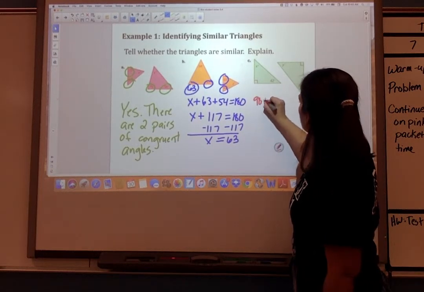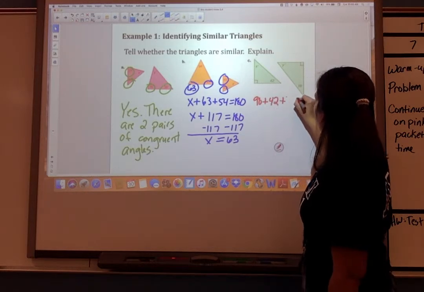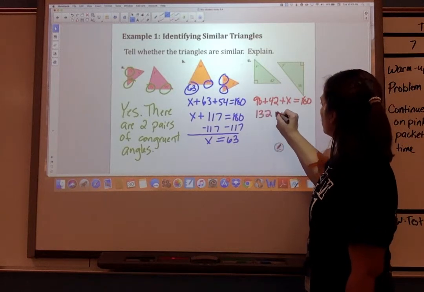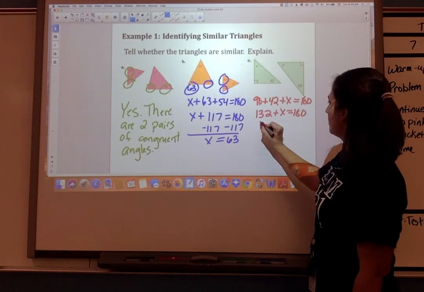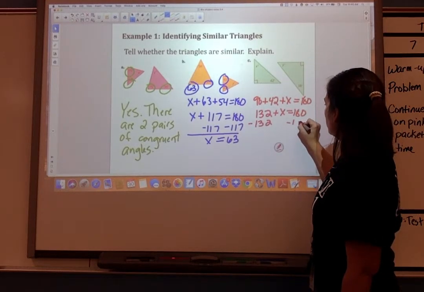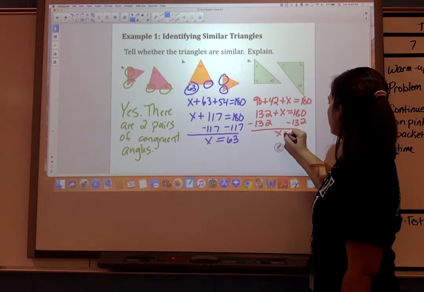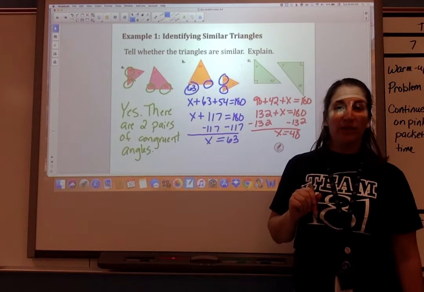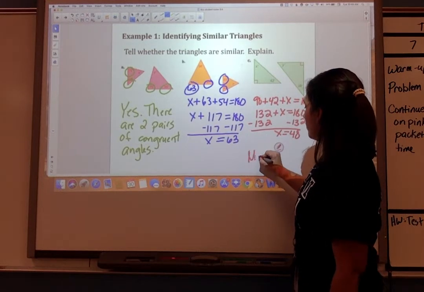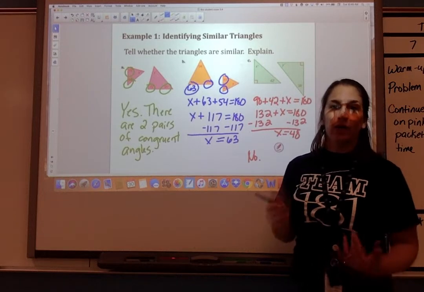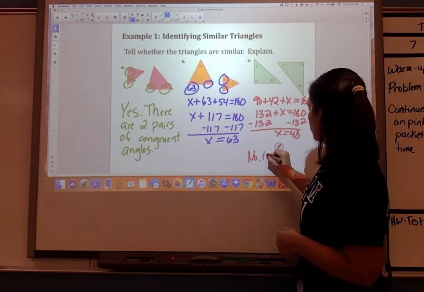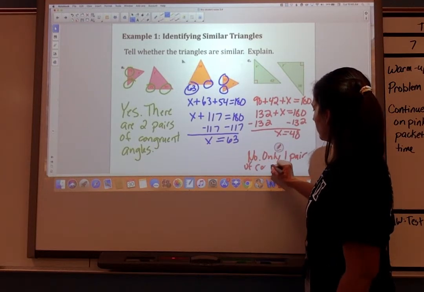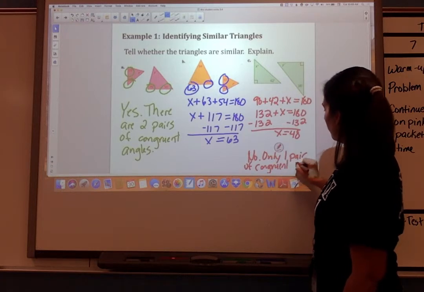We'll do 90 plus 42 plus X equals 180. We'll combine our like terms. 132 plus X equals 180. We'll subtract 132, and we get X equals 48. We were hoping it would equal 38 if we had similar triangles, so therefore no, we do not have similar triangles because we only have one pair of congruent angles. Only one pair of congruent angles.